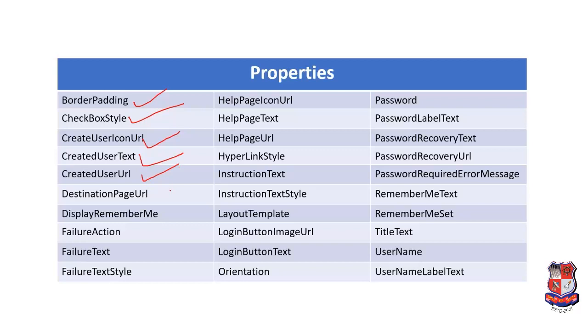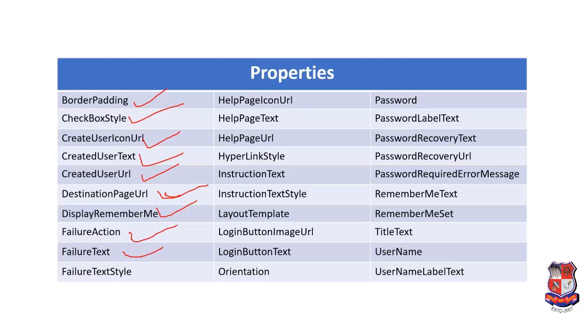Next is destination page URL. It retrieves or specifies the URL of the page displayed to the user when a login attempt is successful. Next is display remember me. It retrieves or specifies the value that indicates whether or not to display the remember me checkbox. Next is failure action. It retrieves or specifies the action that occurs when a login attempt fails.